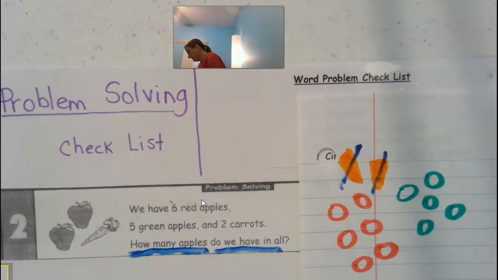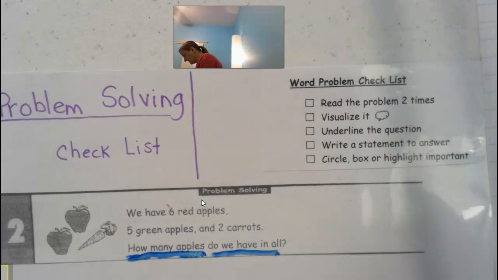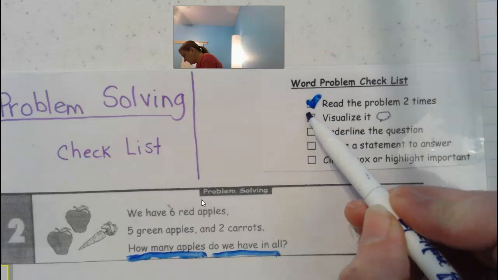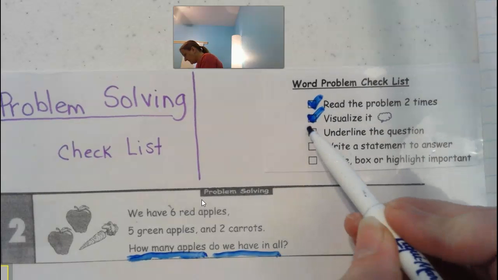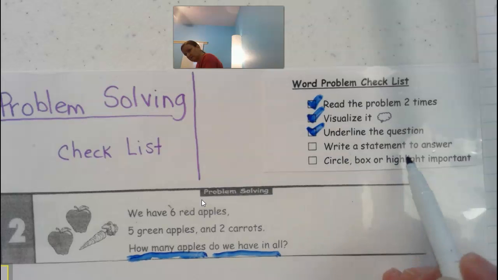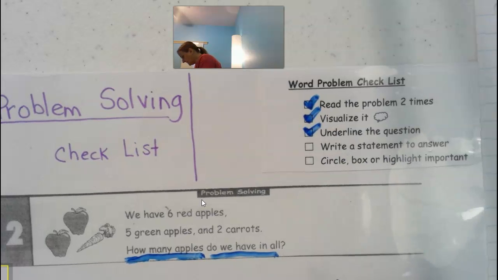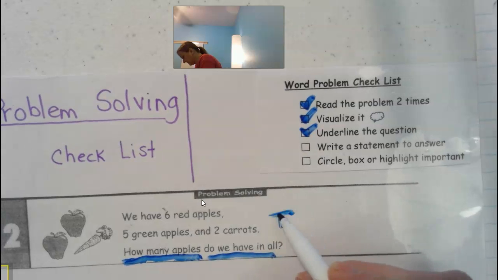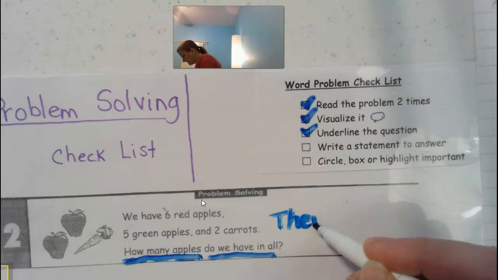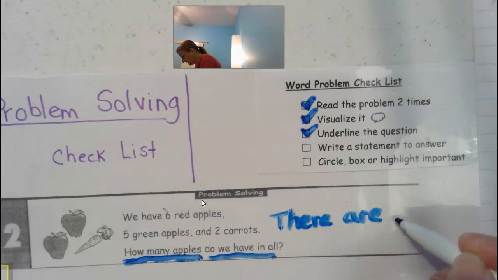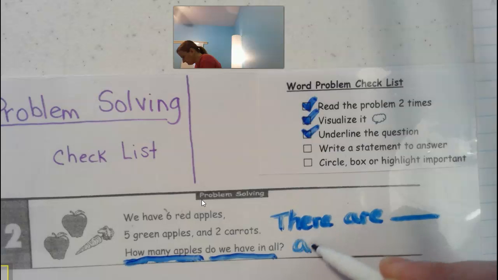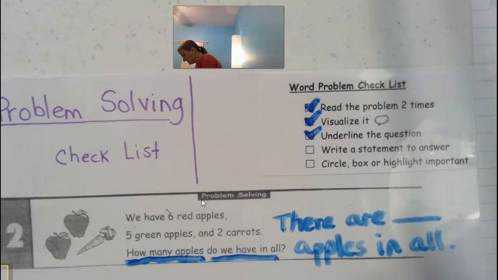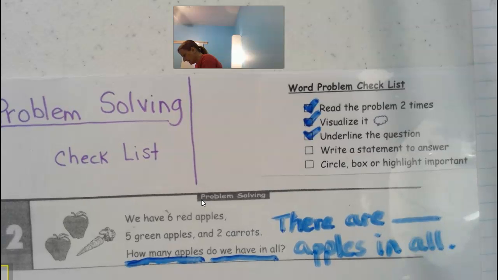But we have a problem that is, so let's see. We read the problem twice. We visualized it. I underlined the question. They want me to write a statement to answer. So I would write, there are blank apples in all. In all means adding. I have to add them.